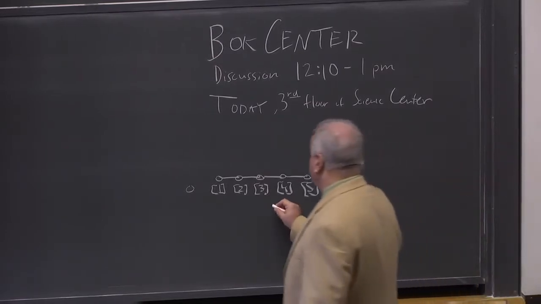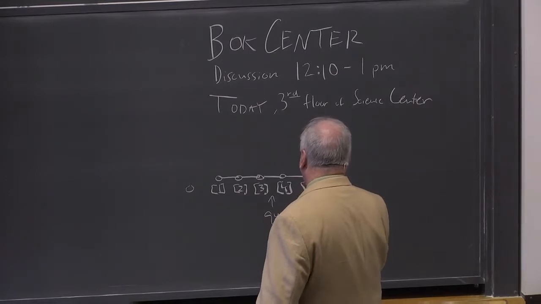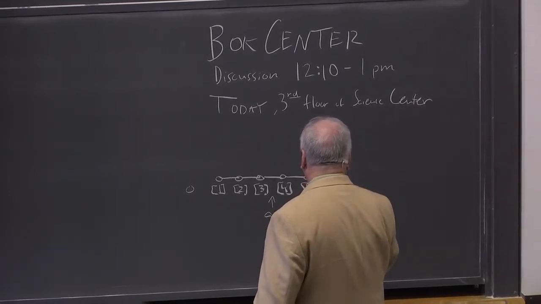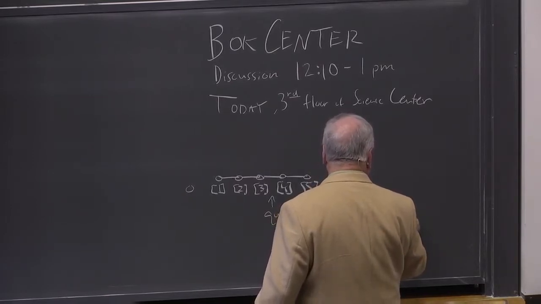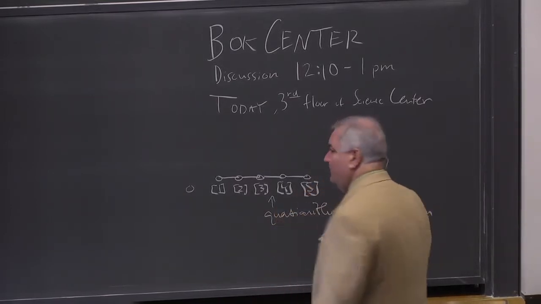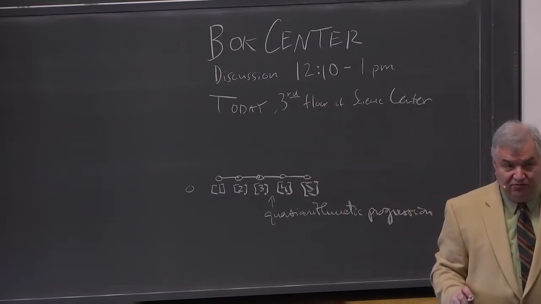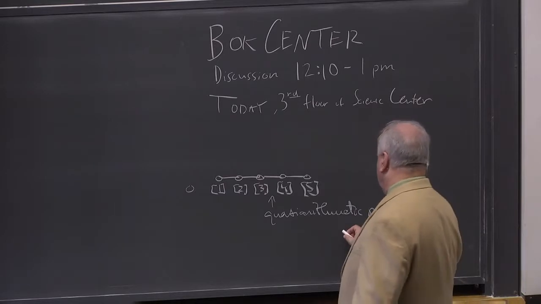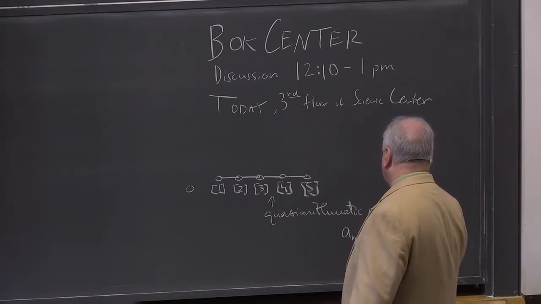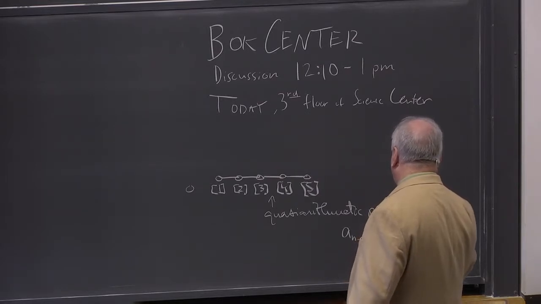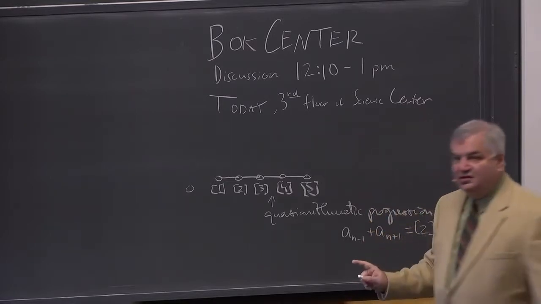Yes, so let us give this a name, quasi-arithmetic progression. So this is the way the quantum representations of SL2 work. Yes, here we have a_{n-1} plus a_{n+1} is equal to quantum 2 times a_n. Yes?